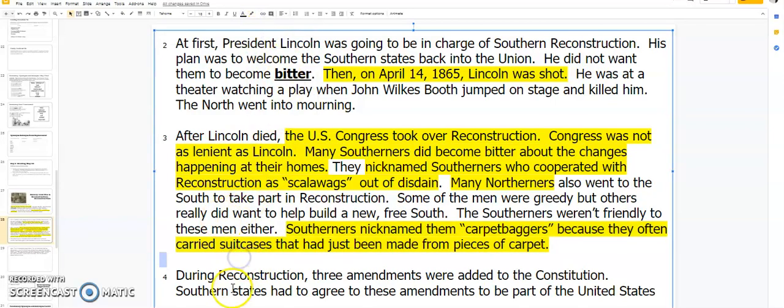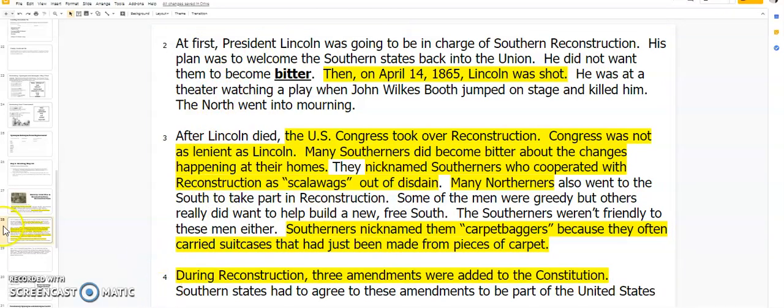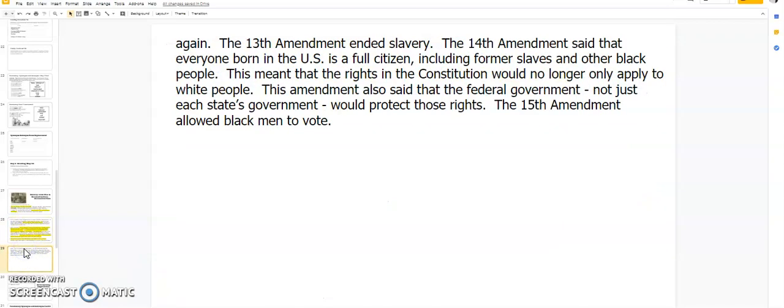During Reconstruction, 3 amendments were added to the Constitution. I think this is pretty important information as well. We know that amendments to the Constitution don't happen very often. It's really hard. An amendment is added to that living document, and this is different than a law because this cannot be changed as easily. So Southern states had to agree to these amendments to be part of the United States again.